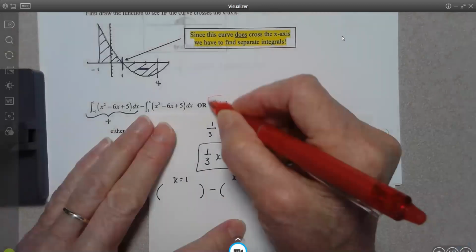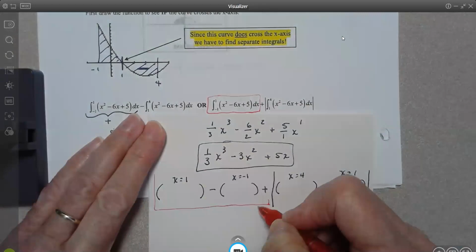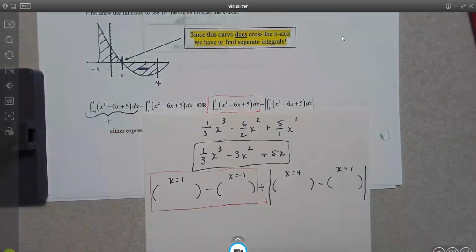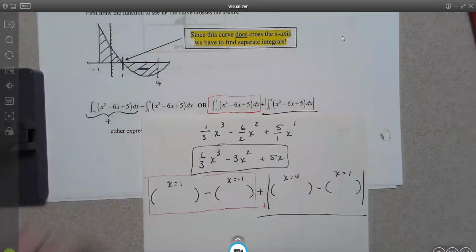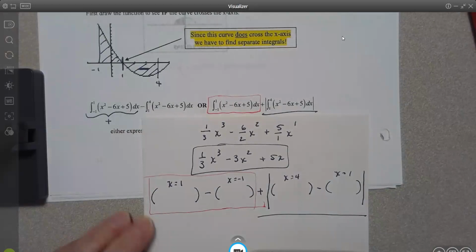So that's this piece. And then this one, and that would be that piece. So in a way, I've got two separate problems, but I'm using the same antiderivative for both. Now this is where I get my calculator and I start substituting in like I've done before. Let me store 1 in, type in my function.